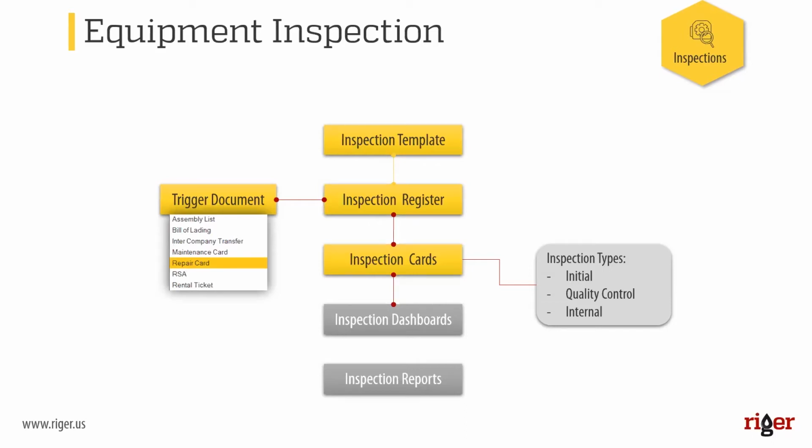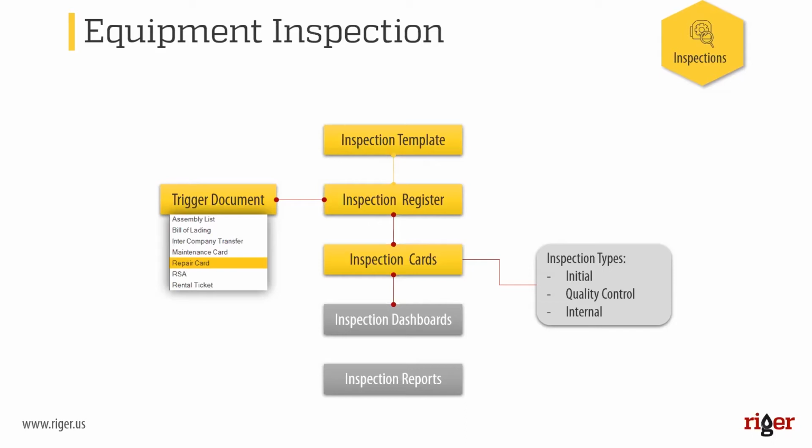So based on the inspection templates and a set of checkpoints in the checklist, you can trigger the inspection cards and the inspection process by many documents. Just an example, if your equipment needs to be inspected prior to the job or prior to being sent to the client, you can trigger the inspection card by the rental service agreement.